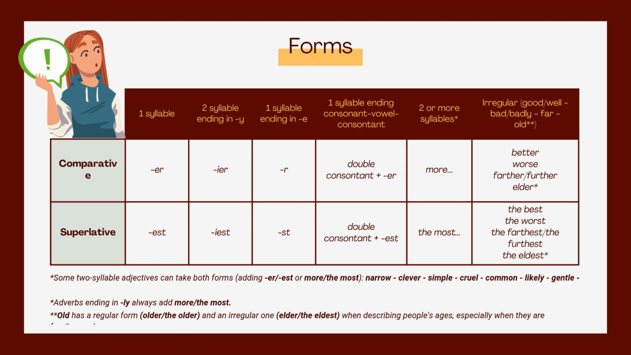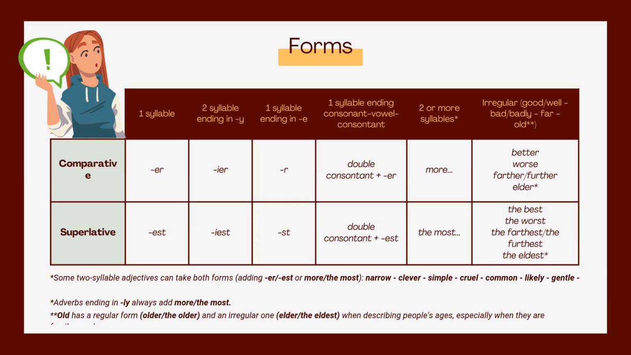6. Irregular forms. These do not follow the usual rules. The slide lists good, well, better, the best. Bad, badly, worse, the worst. Far, farther, further, the farthest, the furthest. Old, elder or older, and the eldest or the oldest.